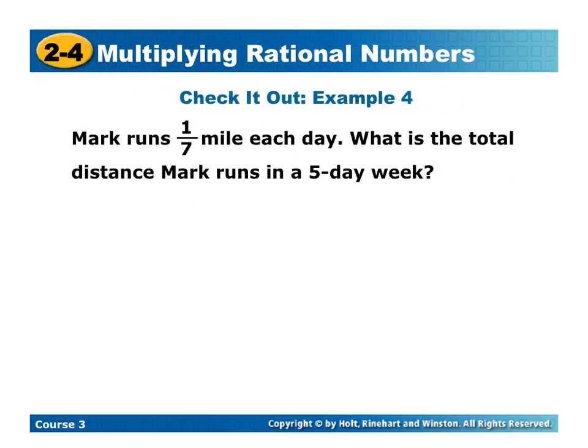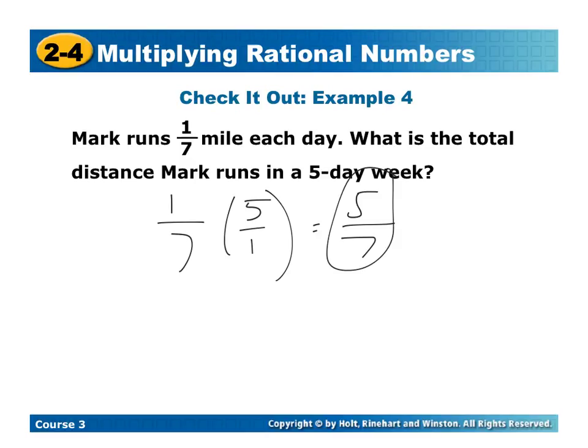So now why don't you try this last example for yourself. Mark runs 1/7 of a mile each day, and he runs in a 5-day week, which is 5 over 1. That's going to equal 5/7. So that's how far he travels in a 5-day week.